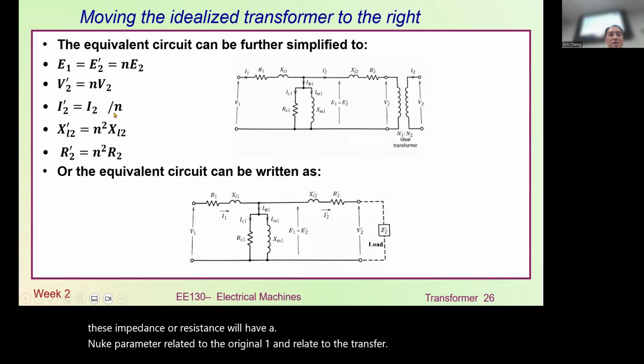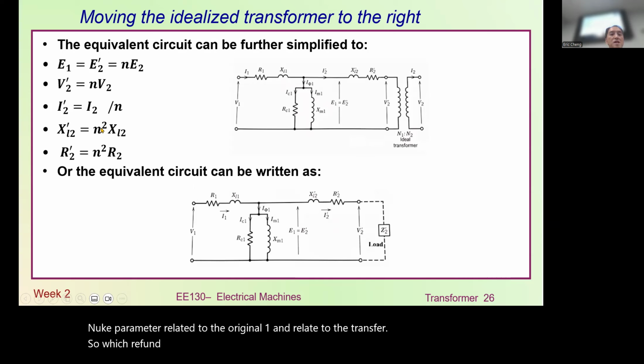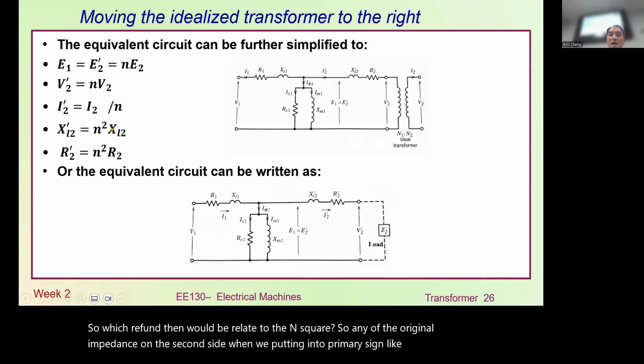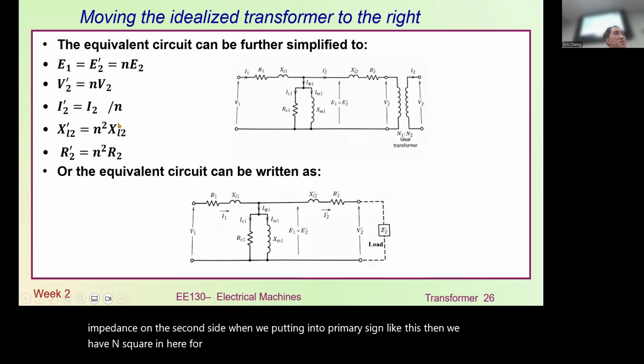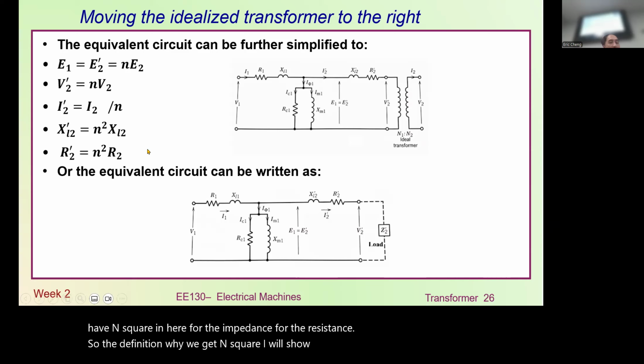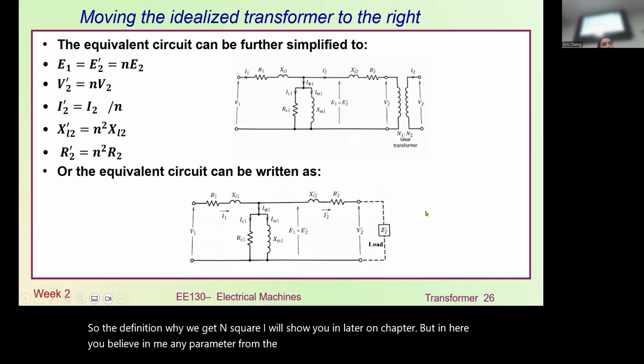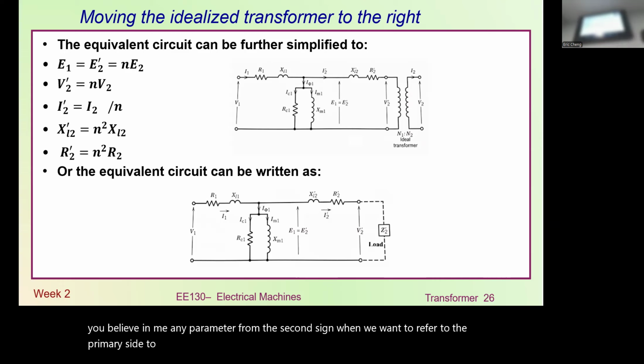We found that it relates to N squared. So any original impedance on the secondary side, when we put it into the primary side like this, has an N squared factor for the impedance and for the resistance. The definition of why we get N squared, I will show you in a later chapter. But here, please trust me: any parameter from the secondary side, when we refer it to the primary side to simplify our calculation, gets multiplied by N squared.